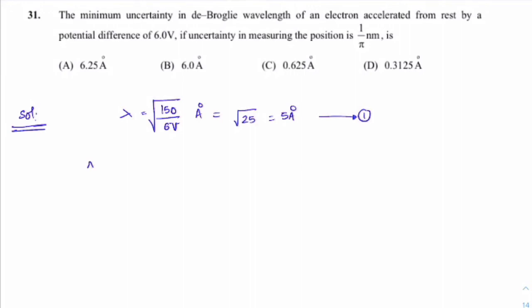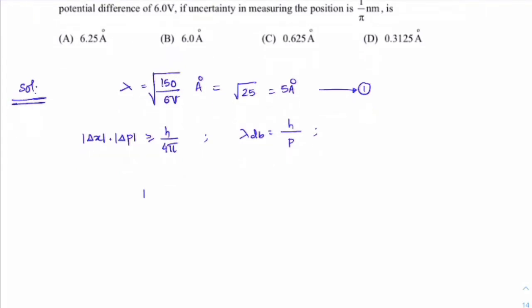Now, I want you to remember that when it comes to uncertainty of the position, it is actually related in this equation as delta x dot delta p is greater than or equal to h by 4 pi. But lambda of dB can also be related as h by p, correct? Where p is that linear momentum which we are using. So differentiate this with respect to lambda here. What do we get? Sorry, I want p, right? So p will be equal to h by lambda of dB.